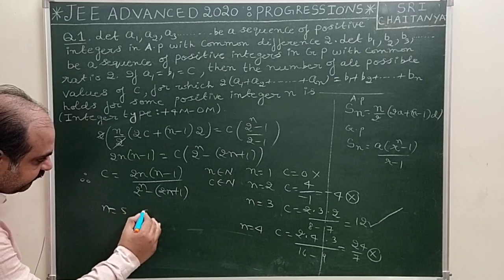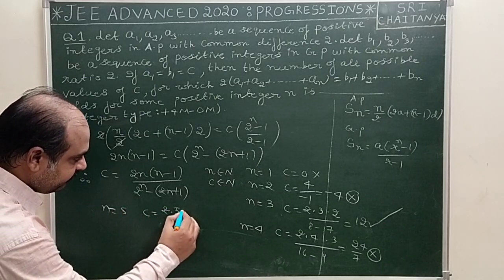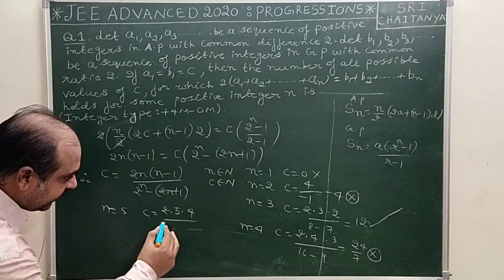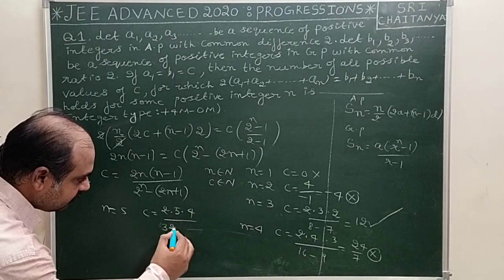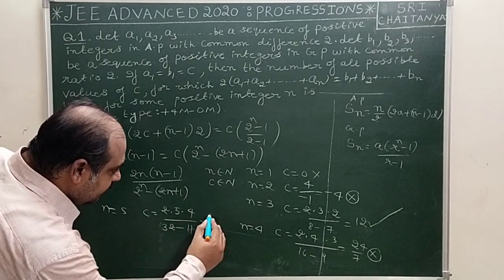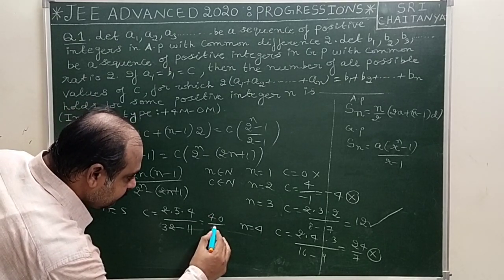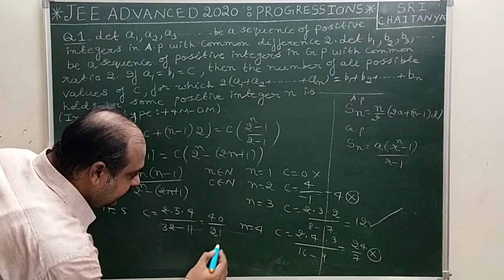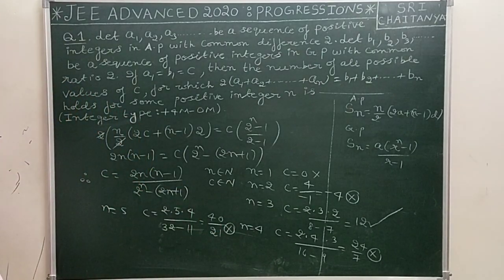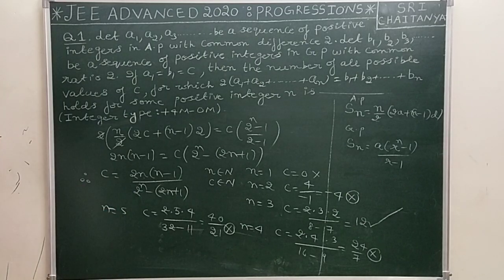N equal to 5, if you substitute, you will get 2 into 5 into 4 divided by 2 power 5, which is 32 minus 11. That means what will you get? 20 into 2, 40 divided by 21. So this is not a permissible value. This is not a natural number. Like that, if you take any value greater than 5 also, you won't get any valid value.